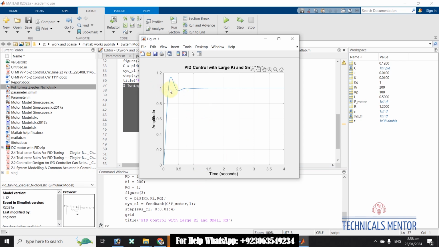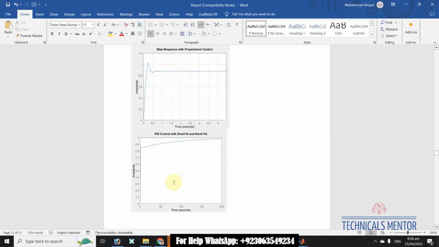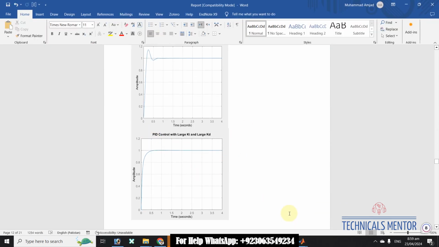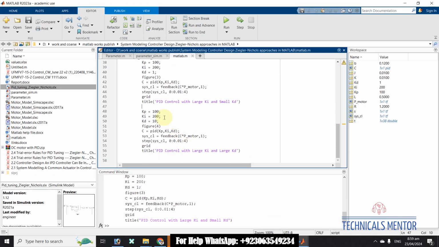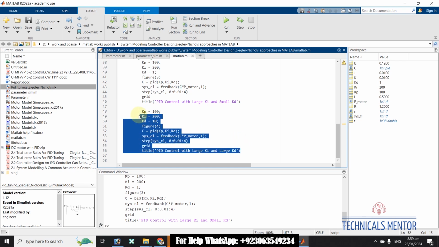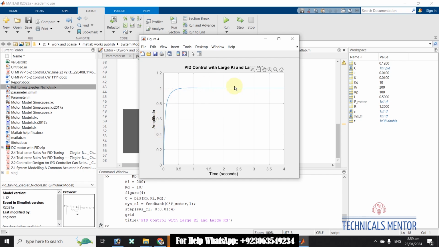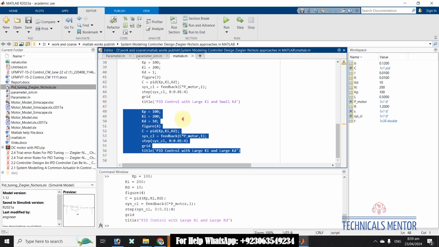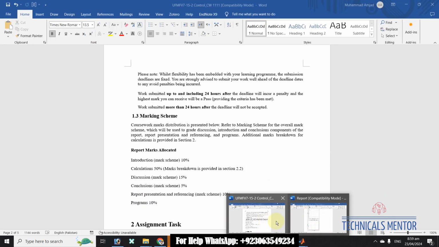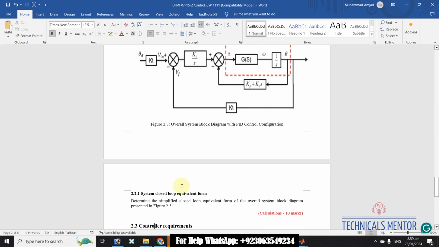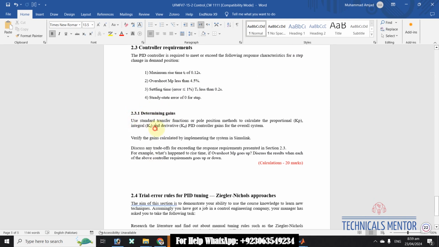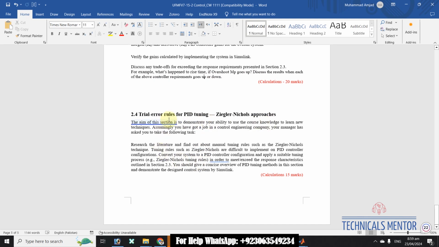You can see here the same output like before. Now let's check a different tuning of the PID controller with Kp 100, Ki large 200 and Kd also large. Let's check the output using these tuning parameters. You can see now the output is better than the others. That was the tuning portion of our project. Now we will move to trial and error rules for PID tuning, Ziegler-Nichols approaches.